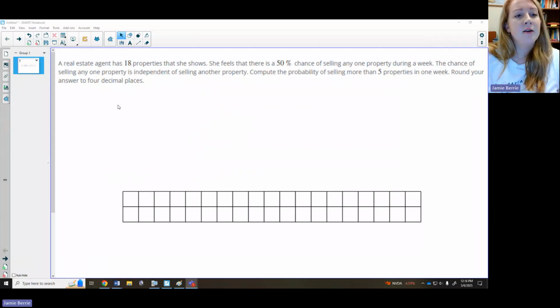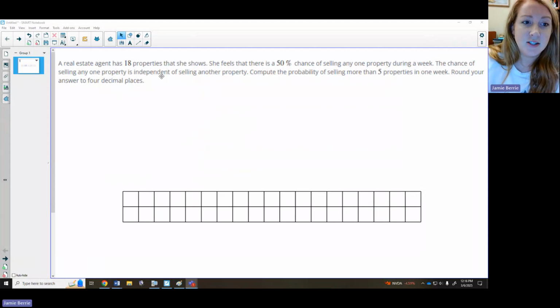All right. So it says a real estate agent has 18 properties that she shows. She feels that there is a 50% chance of selling any one property during a week. So the chance of selling any one property is independent of selling another property. Compute the probability of selling more than 5 properties in a week.